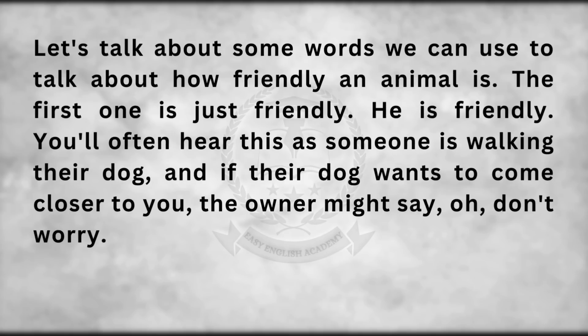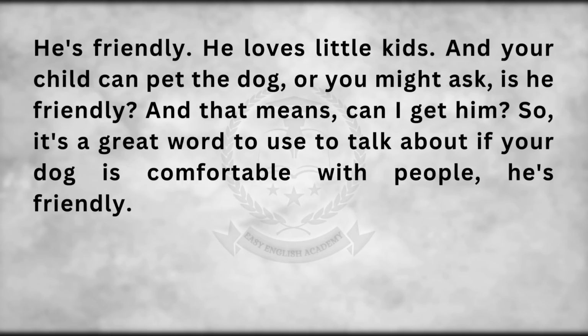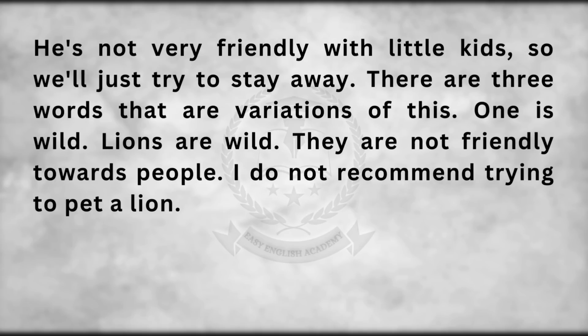Let's talk about some words we can use to talk about how friendly an animal is. The first one is just friendly. He is friendly. You'll often hear this as someone is walking their dog. And if their dog wants to come closer to you, the owner might say, "Oh, don't worry, he's friendly. He loves little kids." And your child can pet the dog. Or you might ask, "Is he friendly?" And that means, "Can I pet him?" So it's a great word to use to talk about if your dog is comfortable with people, he's friendly. He's not very friendly with little kids, so we'll just try to stay away.